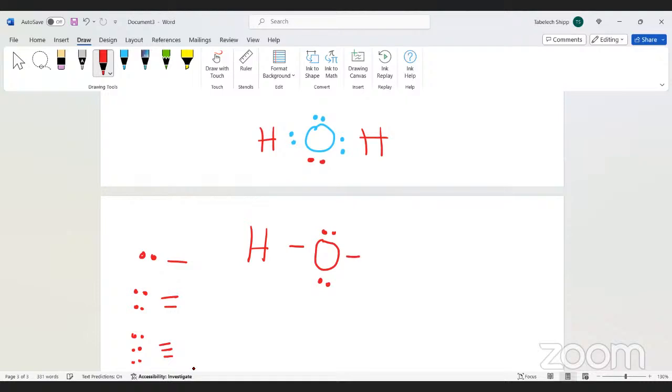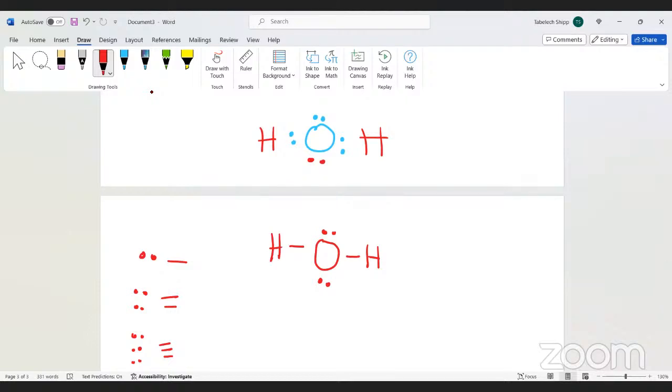And then I'm going to draw the other hydrogen. And there you have it. Okay? That's your picture for water, H2O. And I know this hydrogen looks like it's so far apart, so let me get a little bit closer so y'all can see. Okay?